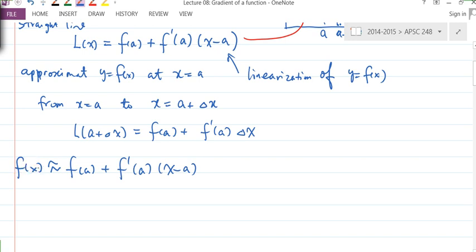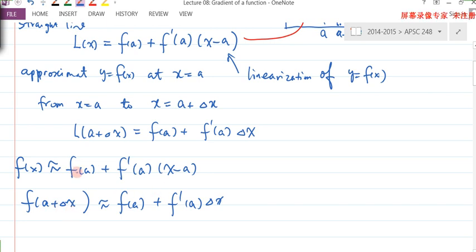This y is basically your original function f of x. So then my f of x changes from a to a plus delta x, and that is approximately equal to f of a plus f prime of a delta x. Is that good? So x is moved from a to a plus delta x. This is the current location of x. It's being approximated using this function here.